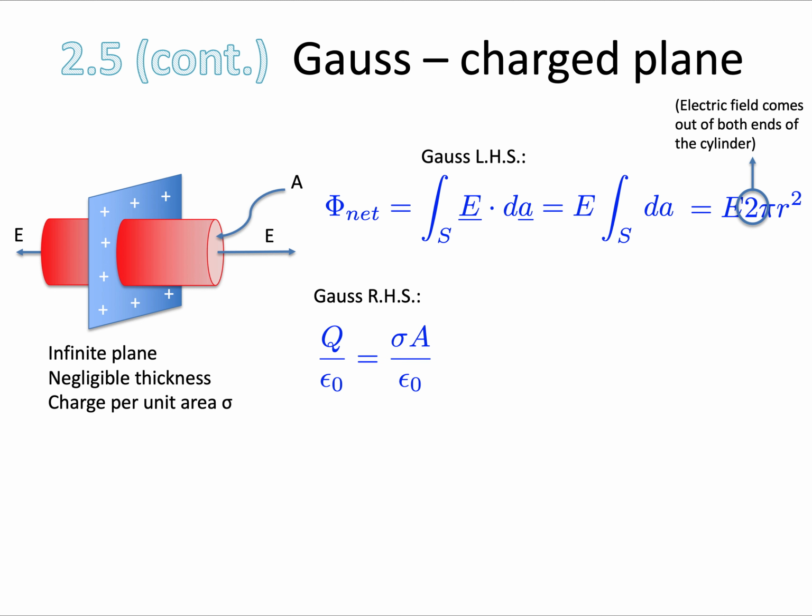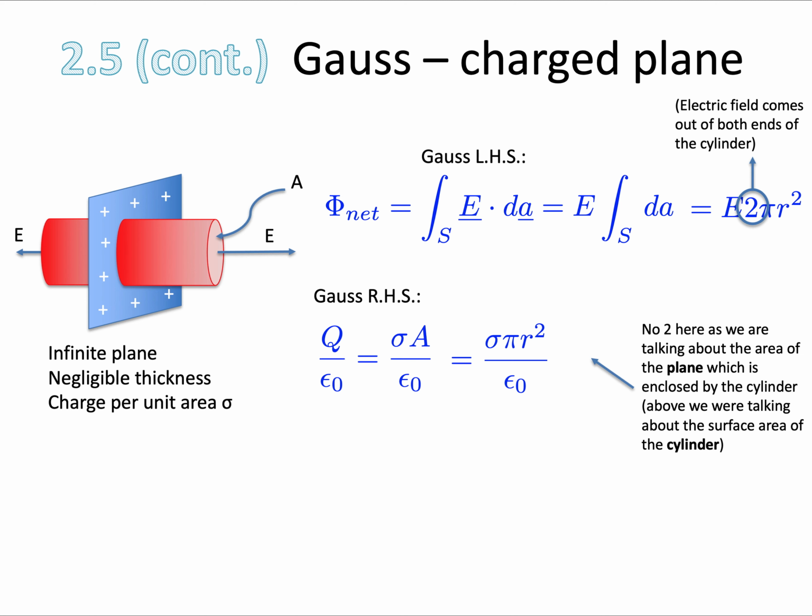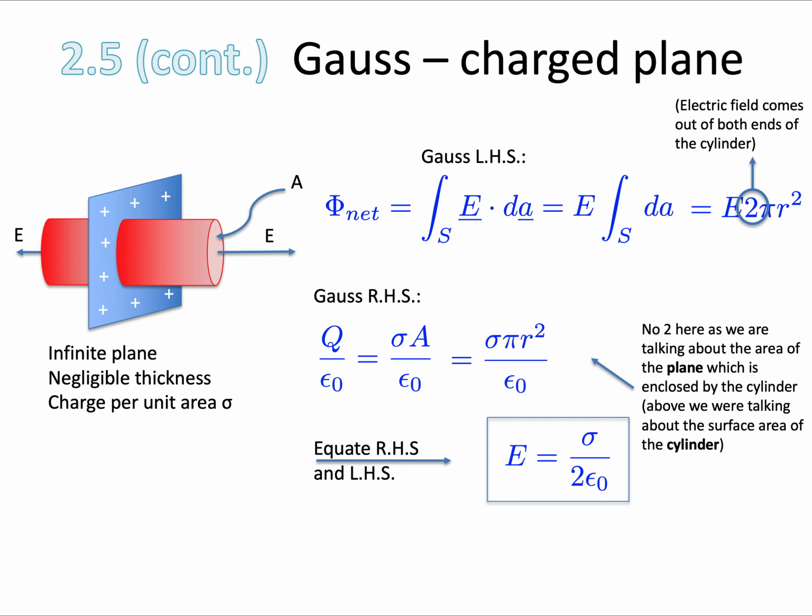Moving on to the right-hand side of Gauss's law, we just need the total charge enclosed by the cylinder, which is the charge per unit area times the area enclosed. The area on the plane which is enclosed by the cylinder is just 1 pi r squared, not 2. Equating the left and the right-hand sides of Gauss's law and rearranging gives us this expression for the electric field due to a charged plane.